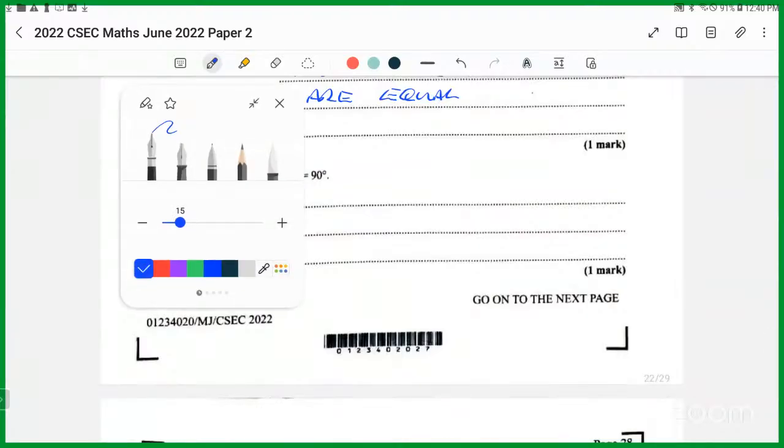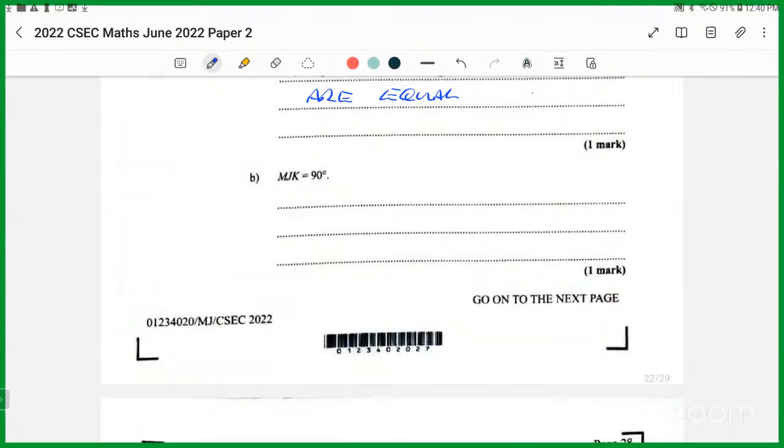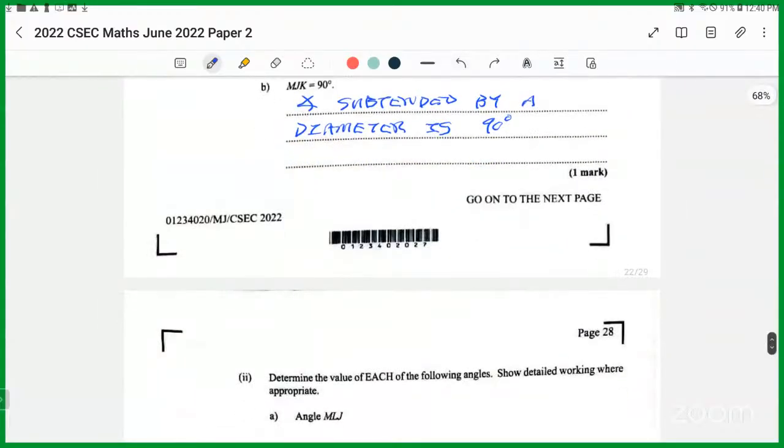So I'll write that. Alright, so we're going to say angle subtended by a diameter is 90 degrees. That's it. Angle subtended by a diameter is 90 degrees. Simple as that. One mark for saying that. Alright. Sometimes they say angle in a semicircle is 90 degrees, but same thing.